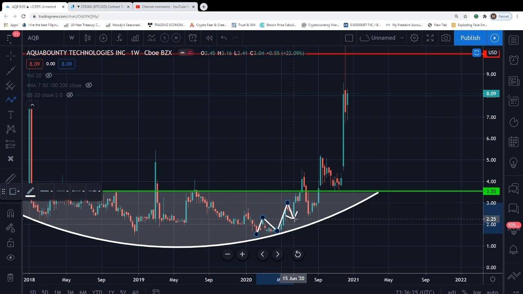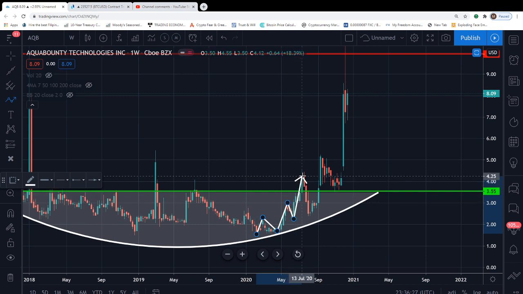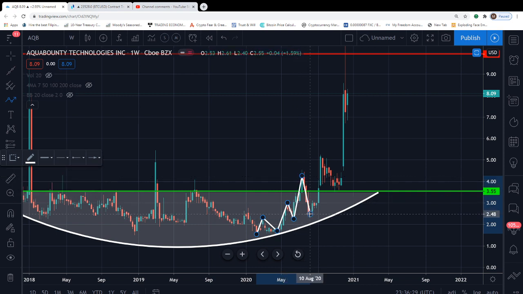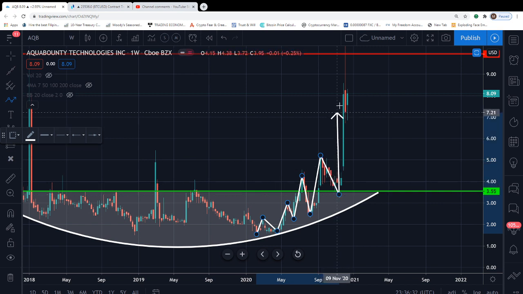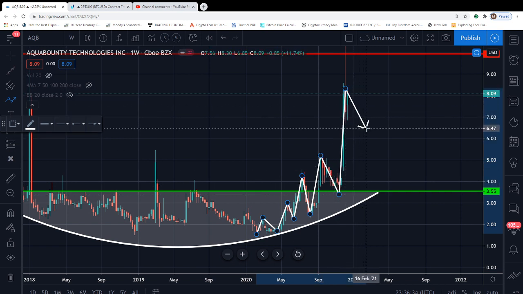Up, high, down, higher low. Up, high, down. This is another higher low. Up, higher high. You see, so this thing is perfect. This is beautiful. I mean, this is in an uptrend.